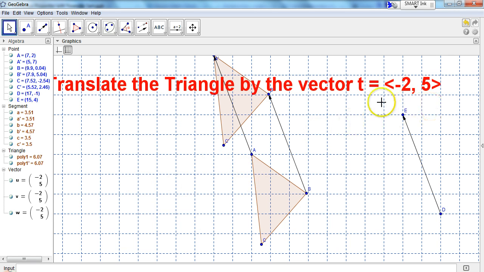Anyways, that's how we use vector notation to help us know how to translate points. It tells us directions in which way the object is going to translate.